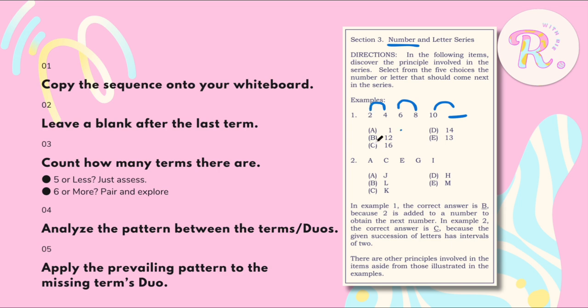So 2, 4, 6, 8, 10, that leaves us with the missing term to be 12, okay? So there is plus 2. So that's just an example for this one.